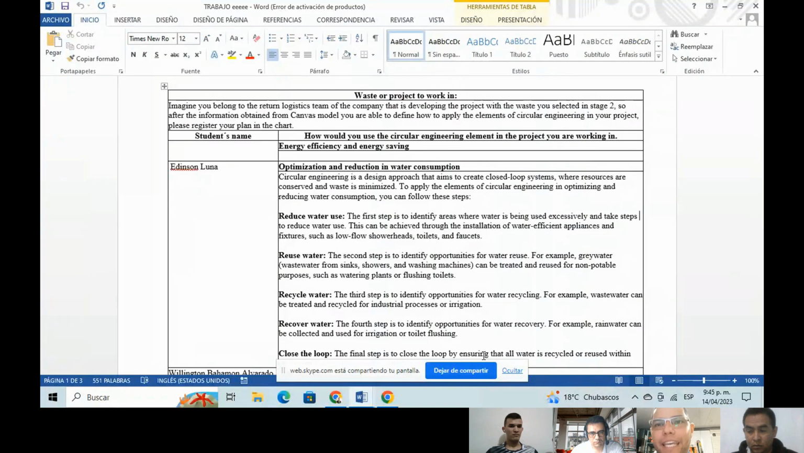I am a student at UNAD University in our course Reverse Logistics Process, code number 242008. In our stage number 3, we are going to talk about understanding circular engineering. I'm going to introduce my group. We have here Ángel, Raúl, Anaya, Kevin Zamorano, Willington Bahamón, Alvarado.